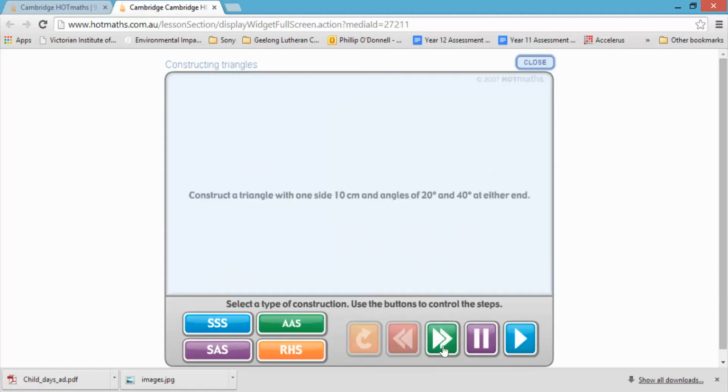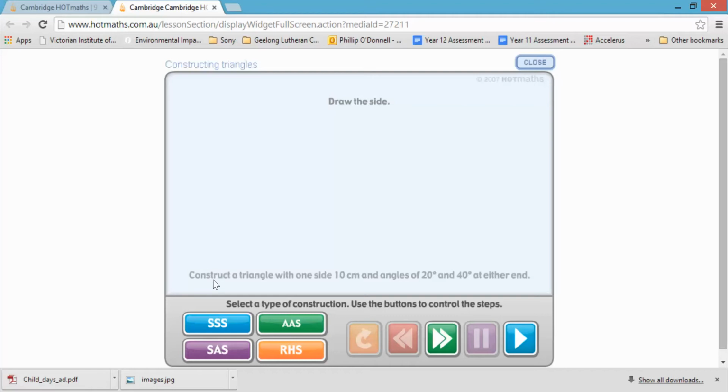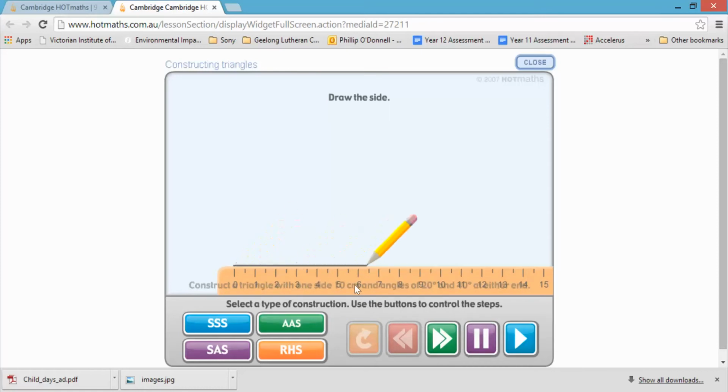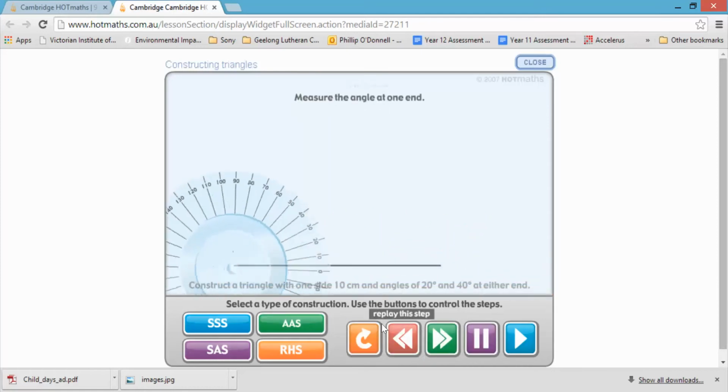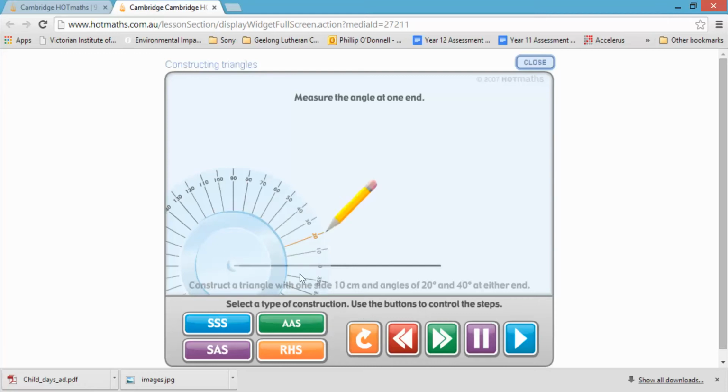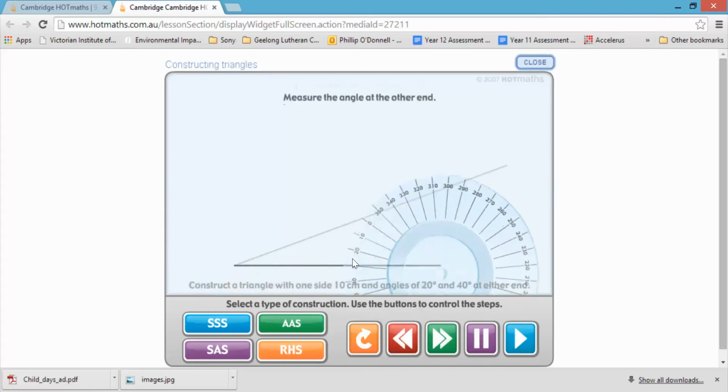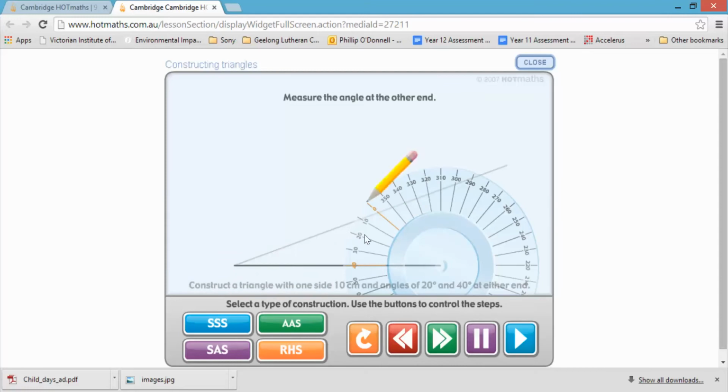Actually, what I want to do, I want to start again. Okay, so construct a triangle with one side of 10 centimeters and 2 angles of 20 and 40 degrees at either end. Okay, so if we draw a line across here, an angle of 20 degrees on one side and 40 degrees on the other side. Okay, so first thing we do is draw our line of 10 centimeters. We then get our protractor, measure out 20 degrees on one side, draw our line, measure out 40 degrees on the other side.